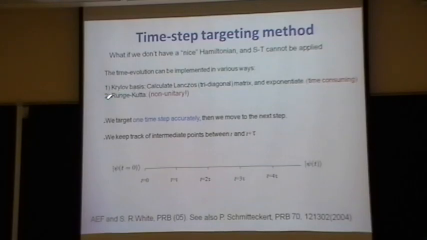And then you can do the evolution using Runge-Kutta, which is computationally less expensive. The problem with Runge-Kutta is that it's non-unitary, so you have to be very careful when you do evolution using Runge-Kutta that you're not going to end up with a state that has a totally different energy.